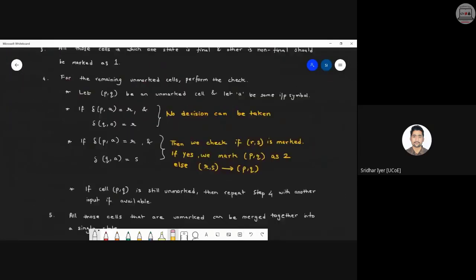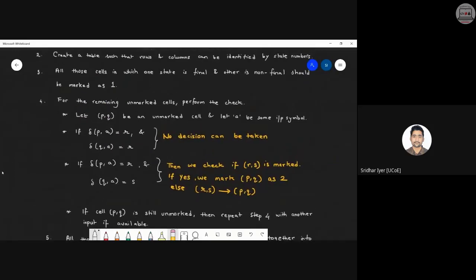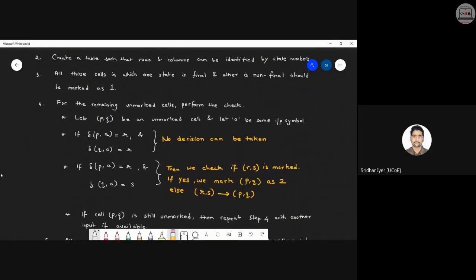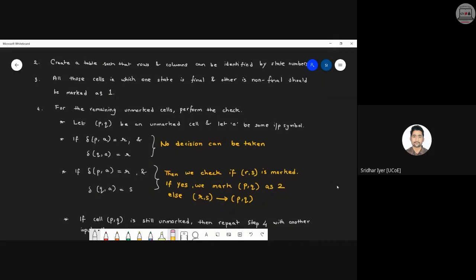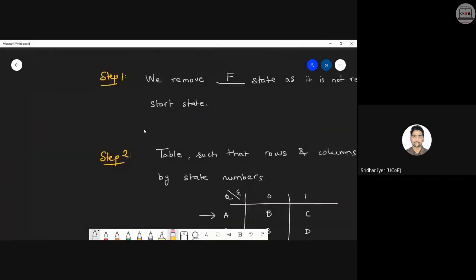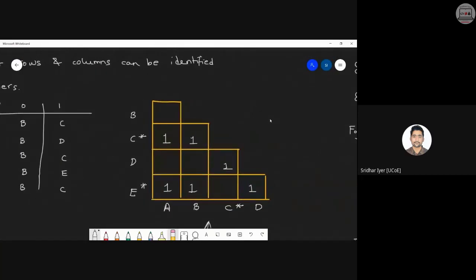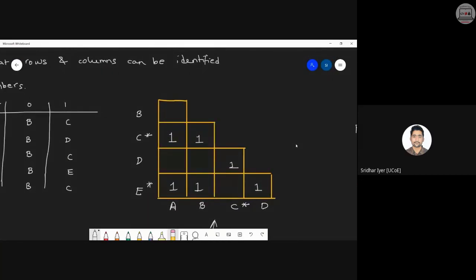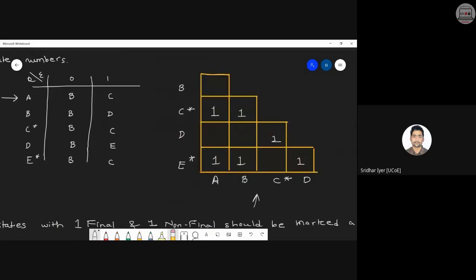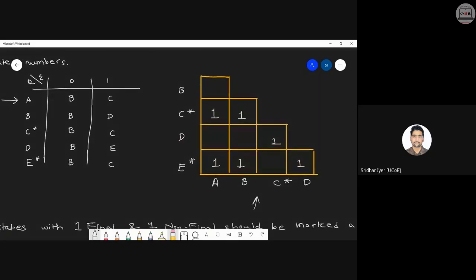Step number three is all those cells in which one state is final and the other is non-final should be marked as one. This is where the actual box method begins from step number three. This is what we call as a box. Have a look at it. You can see this is a 4 by 4 pyramid sort of a structure. How we came to it, you have to draw it somewhat like this.